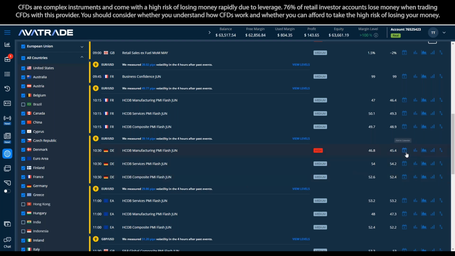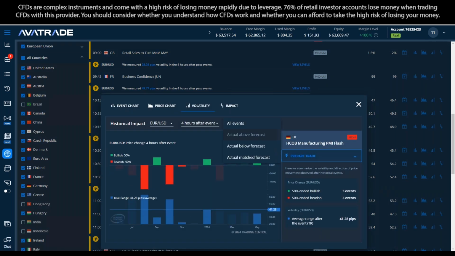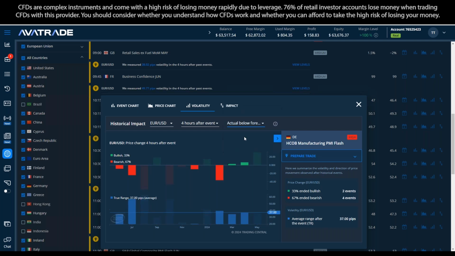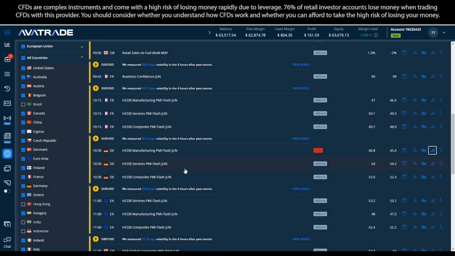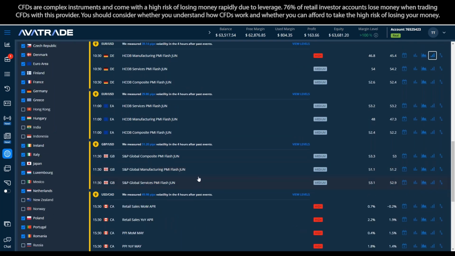If we look at this PMI flash data out of Germany, sometimes this has great directionality. If it's above forecast, 50/50. If it's below forecast, 67% of the time it drops. So this one I would be looking to see if the data comes in below forecast, I may be interested to sell. If it comes in above forecast, I may sit it out based on this data because it's 50/50 in that case. Okay, and so this is the way you'd go through, analyze each of these, and decide which announcements have strong movements for you.